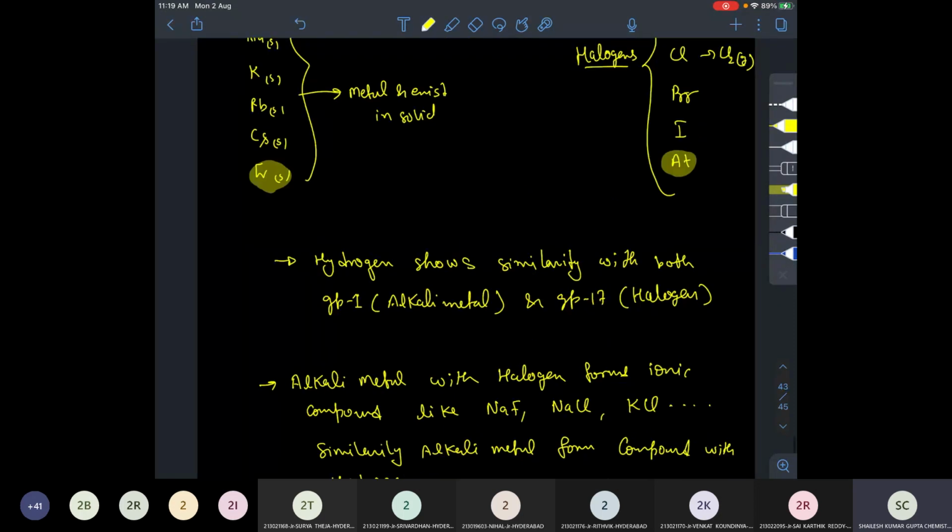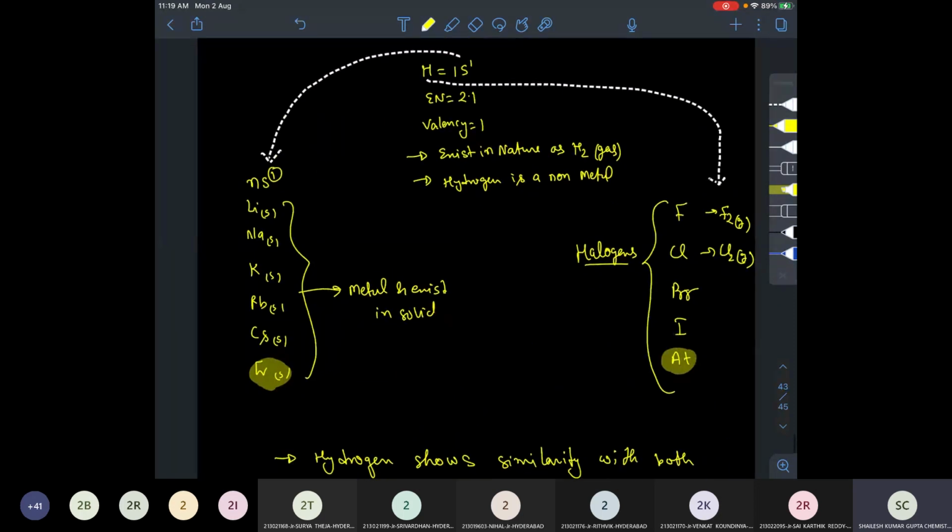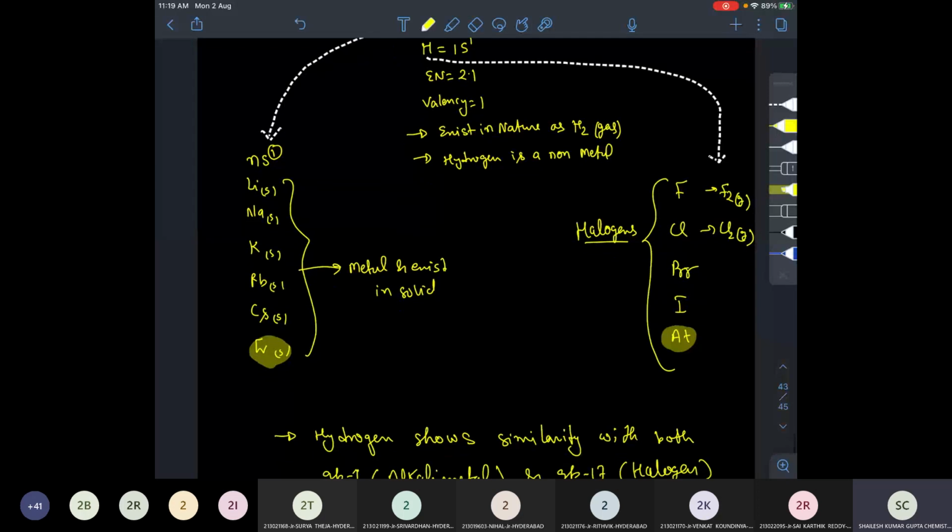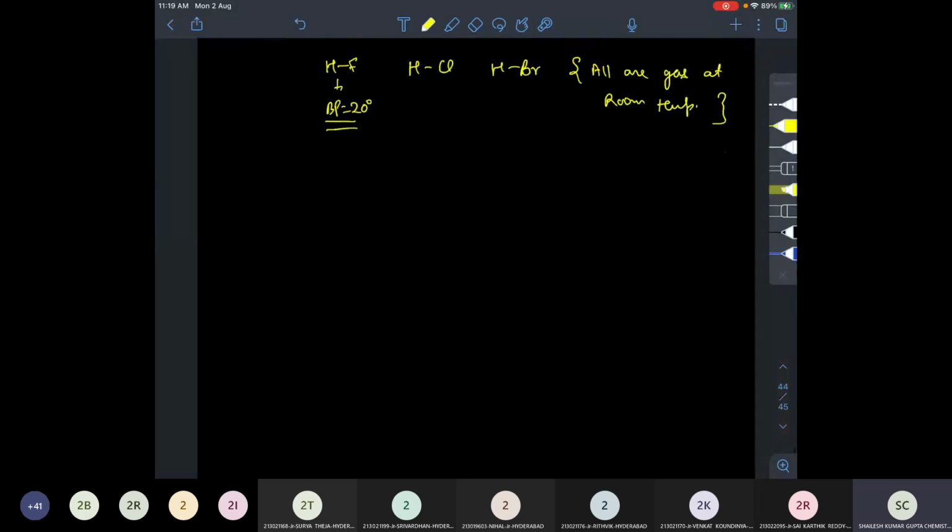So that is the reason we are trying to study the properties of hydrogen separately. And that's why this chapter is, obviously, the smallest in terms of content.